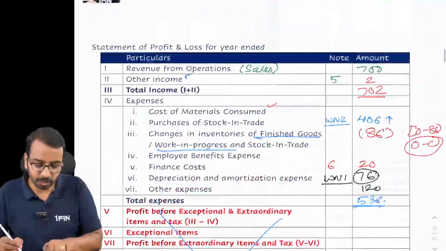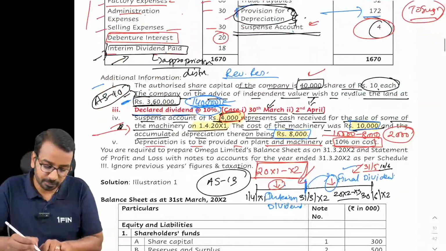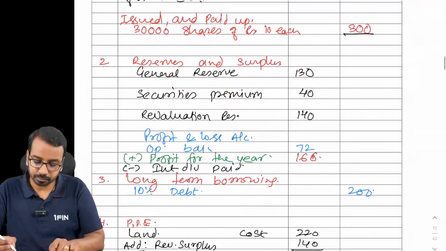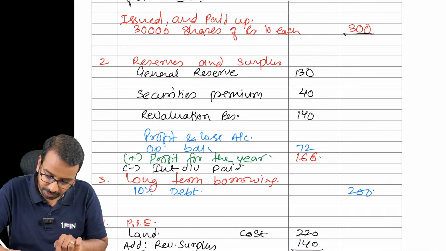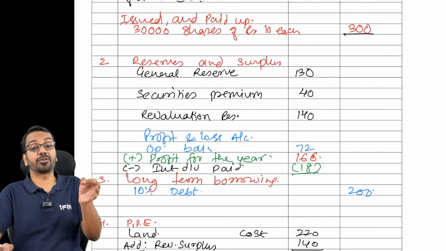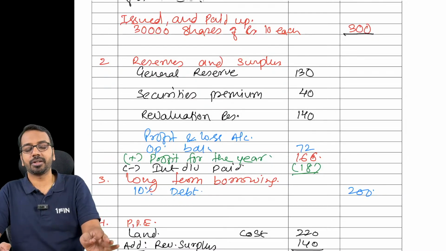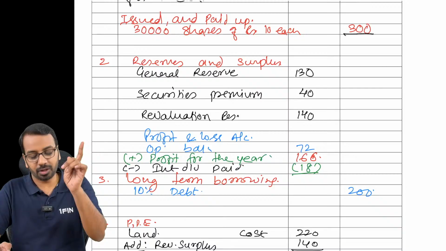Interim dividend paid, sorry, 18. So 18 will be reduced. Will reduce interim dividend, which is 18. Please make a note in the list of your adjustment. Only dividend declared during the period will be reduced. Dividend declared after the period will not be reduced.